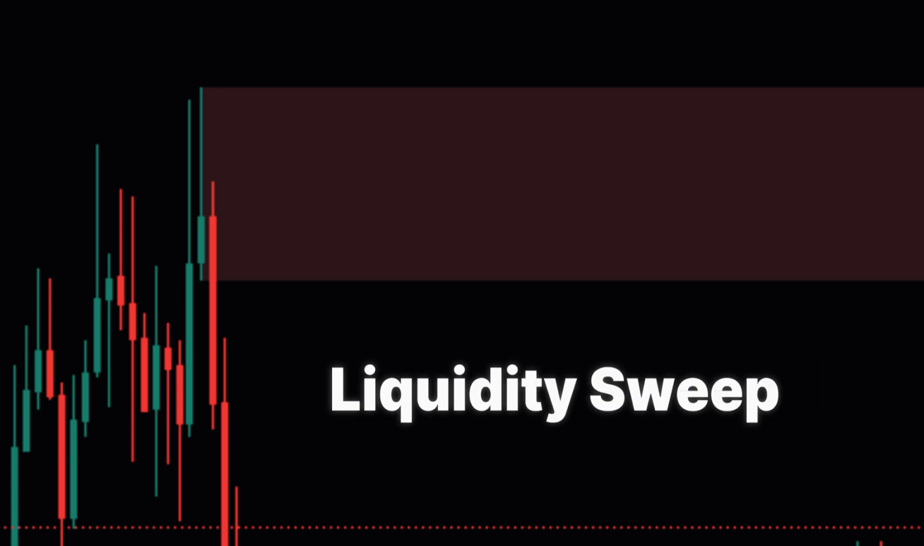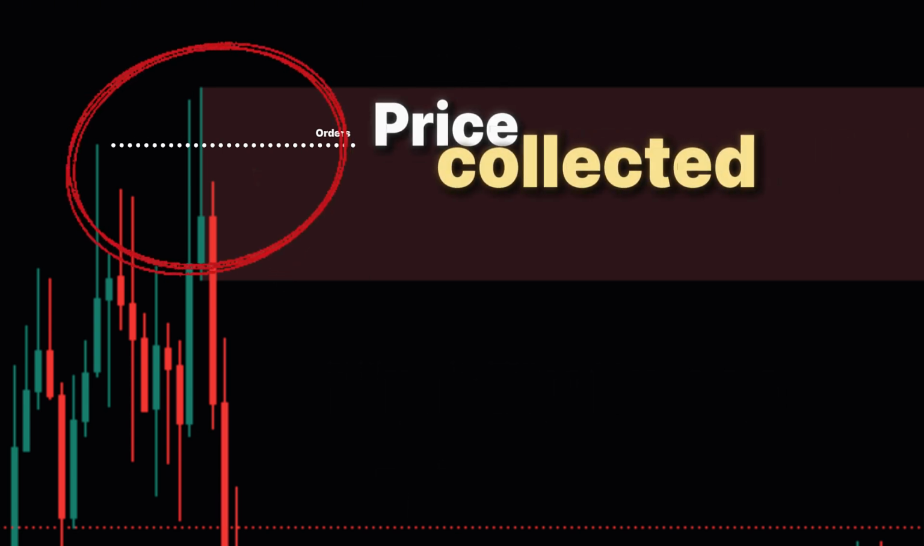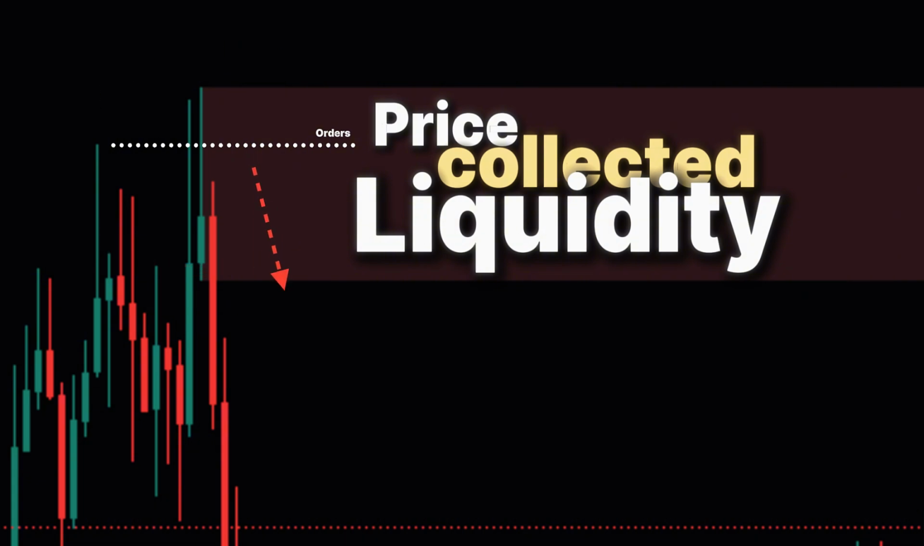A liquidity sweep happens when price pushes above a high or below a low, triggers those orders, and then reverses. To beginners, this looks like a fake out. In SMC, it can be a sign that price collected liquidity before moving in the opposite direction.